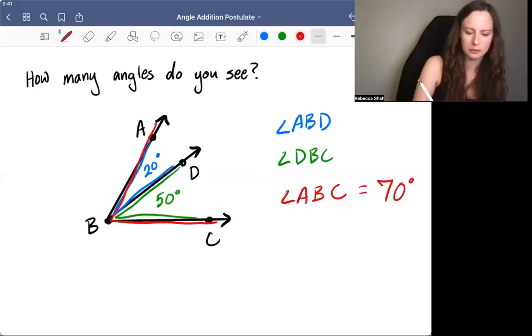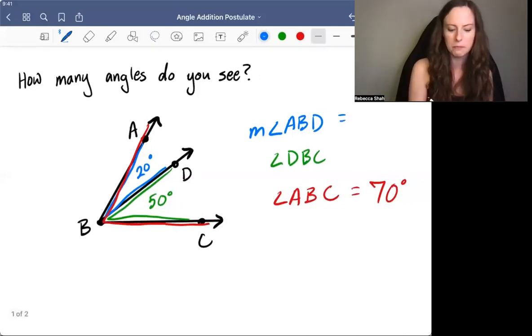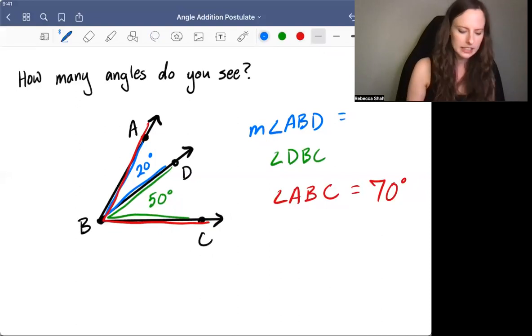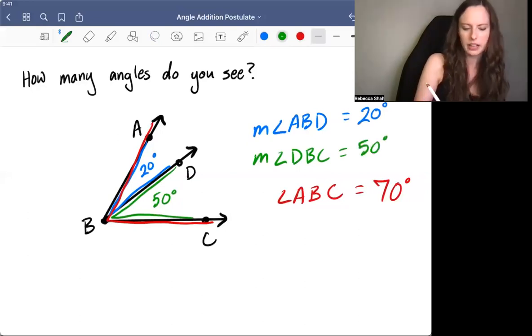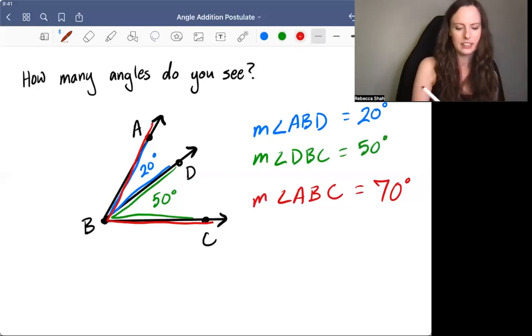So in this case, we'll put the little m out in front to stand for the measure of angle ABD. The measure of ABD we said was 20. The measure of DBC is 50. So that makes the measure of ABC 70.